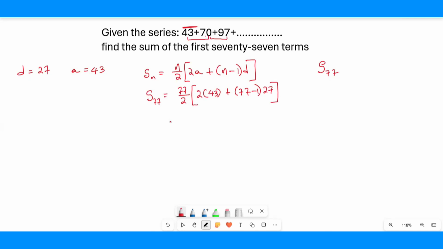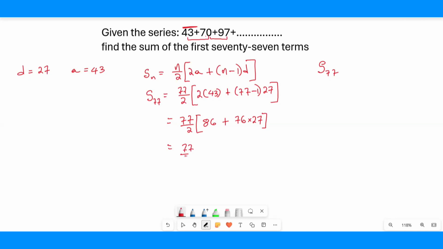All we have to do is make sure that we're not making any errors. So we could keep 77 over 2. In this bracket, 2 times 43 is going to give us 86. And then here what we have is 76 times 27. As long as we put that together quite simply, we're good.